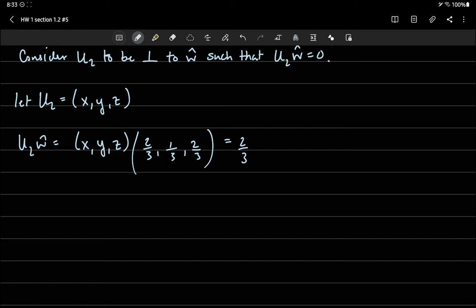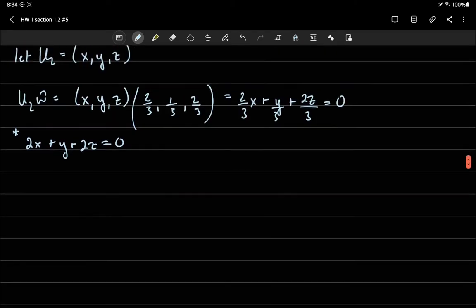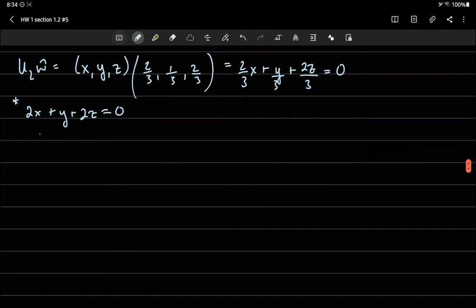And you should get 2/3 x plus y over 3 plus 2z over 3 equals 0. Again, factor out the common multiple of 1/3 to simplify to 2x plus y plus 2z equals 0. We'll put a star by this. Alright, then we can isolate the y. So we get that y is negative 2x minus 2z.